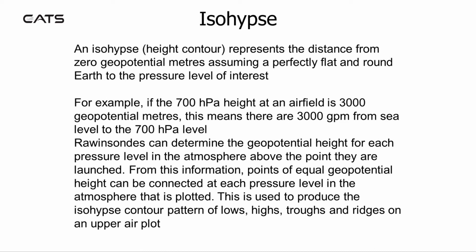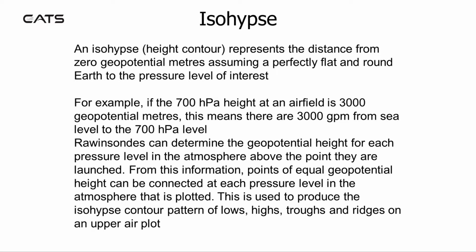An isohypse height contour represents the distance from 0 geopotential meters, assuming a perfectly flat and round Earth, to the pressure level of interest. For example, if the 700 hectopascal height at an airfield is 3,000 geopotential meters, this means there are 3,000 geopotential meters from sea level to the 700 hectopascal level.